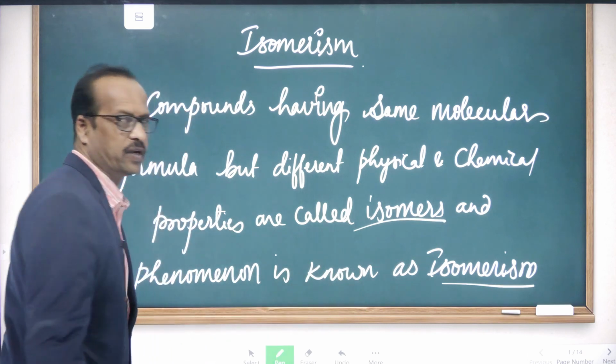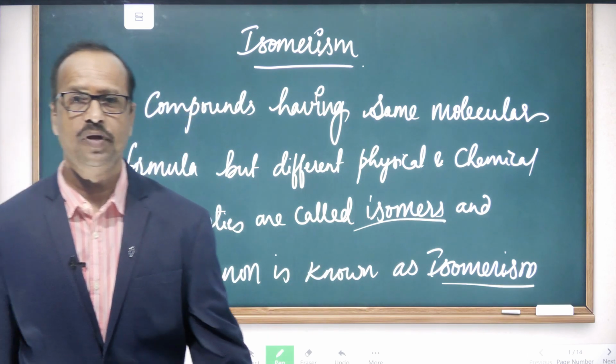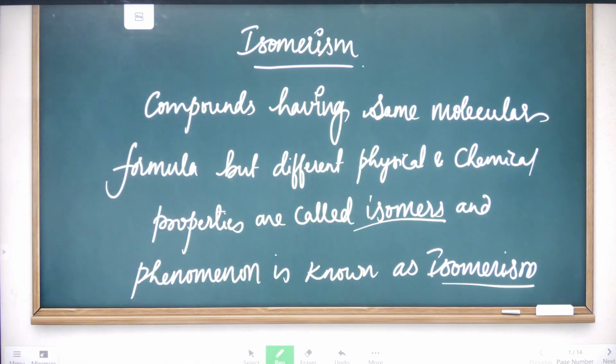This is the definition. Once read it, everyone. Compounds having the same molecular formula but different physical and chemical properties are called isomers, and the phenomenon is called isomerism. Come on, study, read for 1 minute.